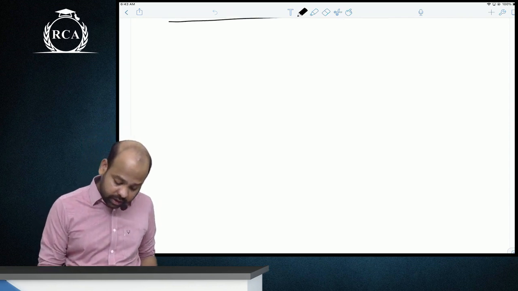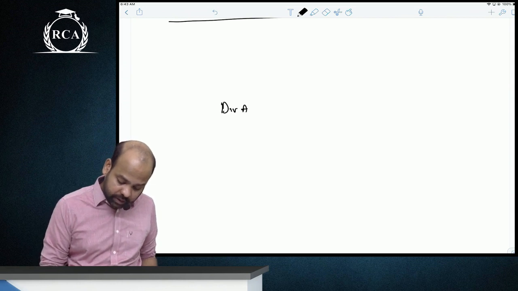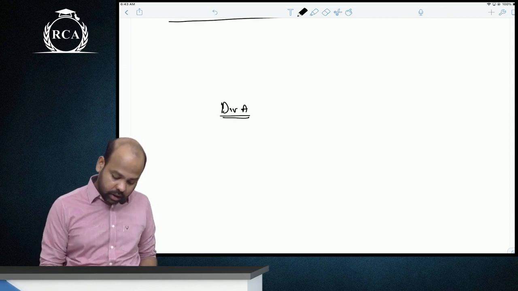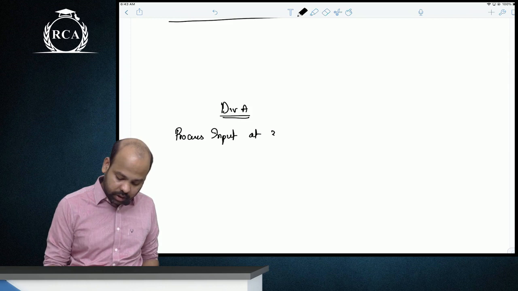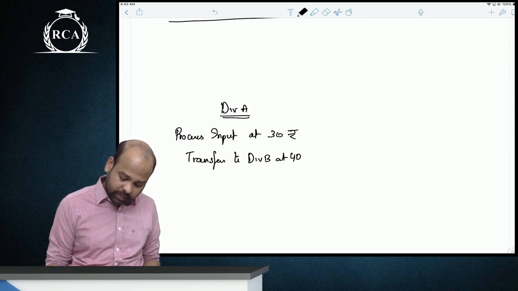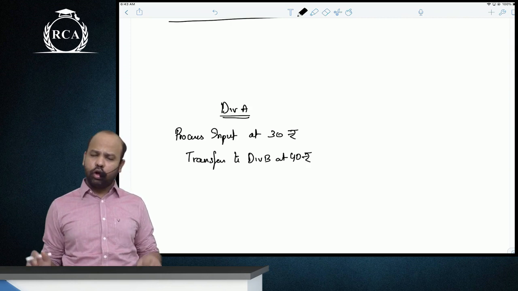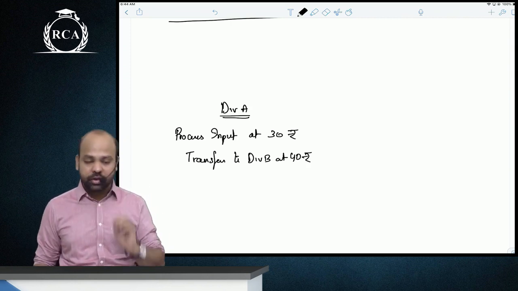So, guys, there is division A. Division A procures input at 30 rupees. All expenses put together are 30. It transfers to division B at 40.